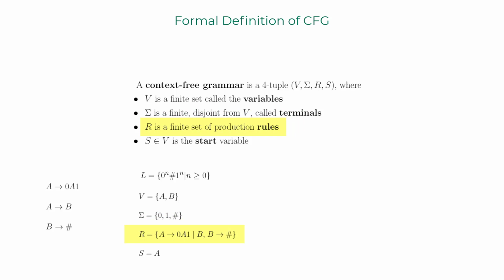And finally, every CFG should have a start variable, just the way every finite automaton has a start state. S, which belongs to V, is the start variable for the CFG.